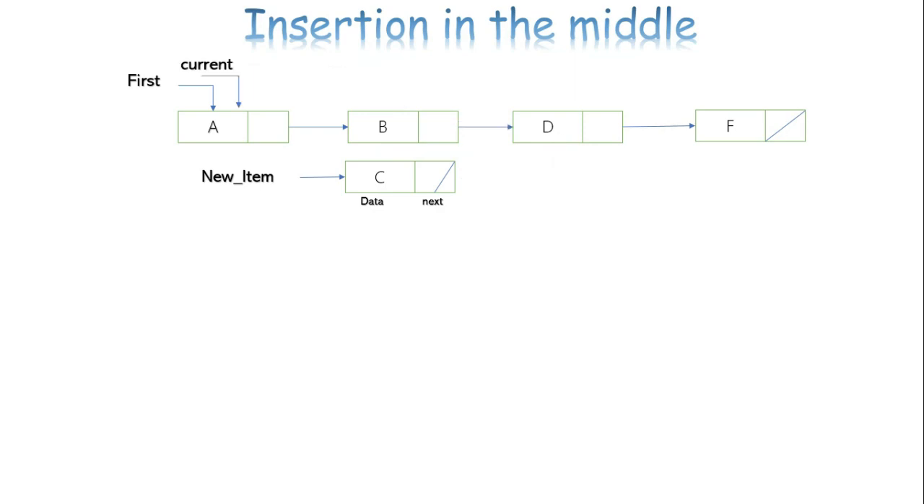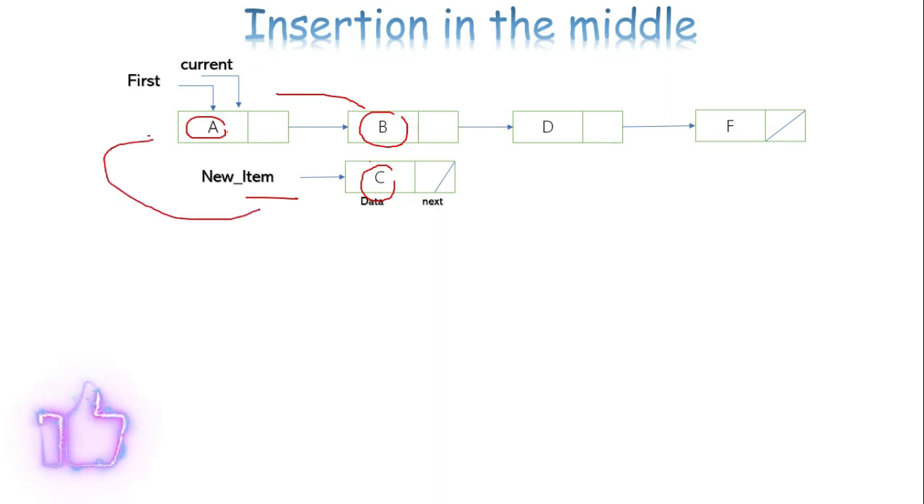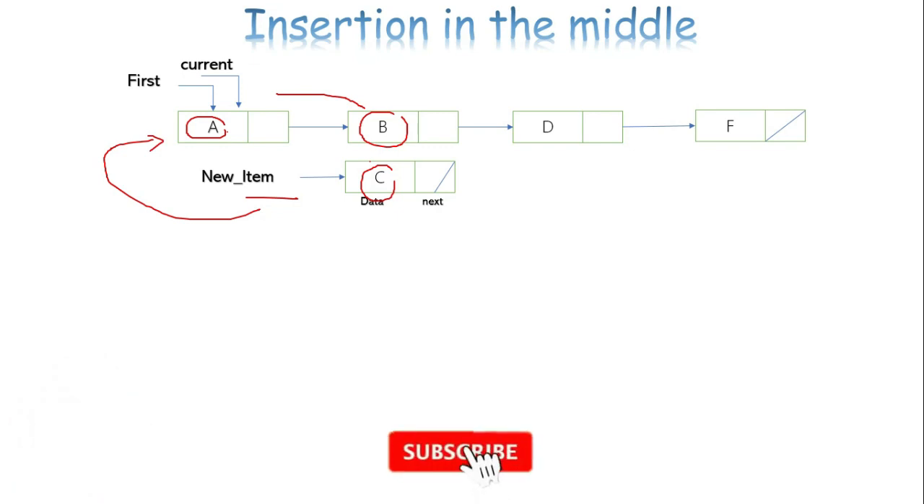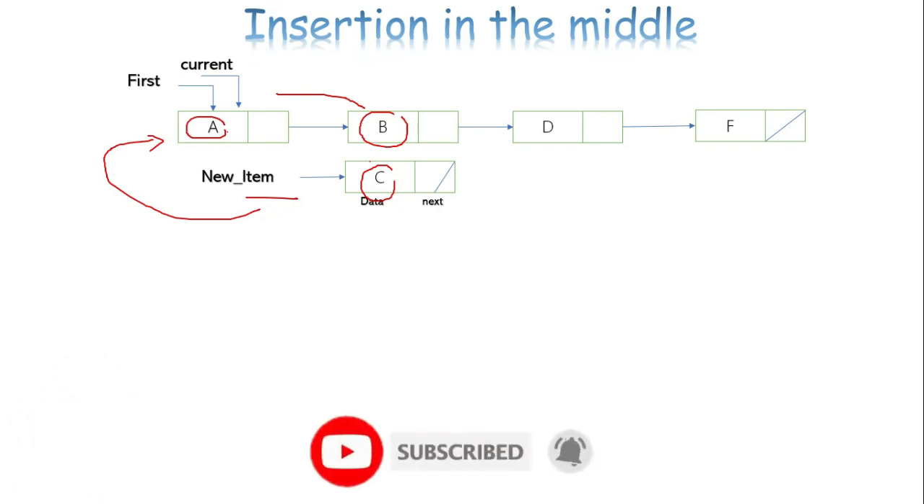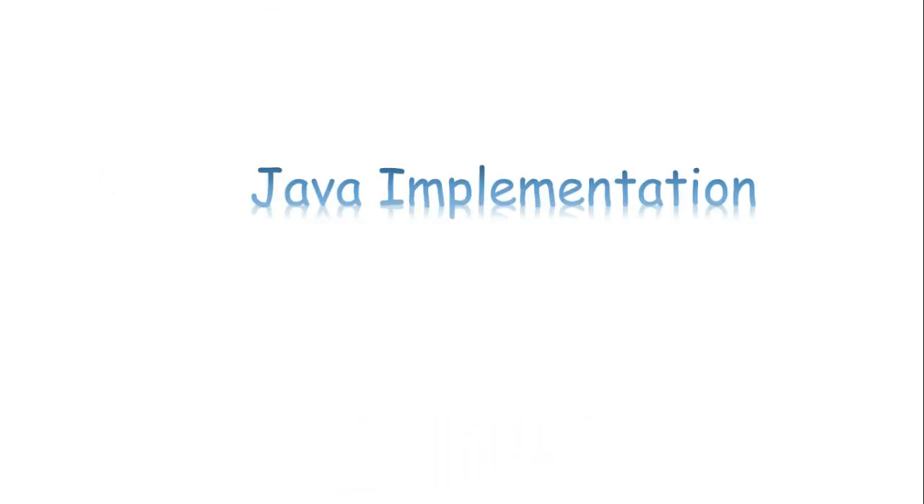Keep in mind, since the beginning, we keep on checking if the current dot next dot data is bigger than the new item dot data. However, we never check if the current dot data itself is bigger than new item dot data, or the new item dot data is less than current dot data. If the new item dot data is less than current dot data, then the position of this should be this. So in the beginning, we have to check whether the new item dot data is smaller than the current dot data. Let's see the Java programming implementation using Eclipse.